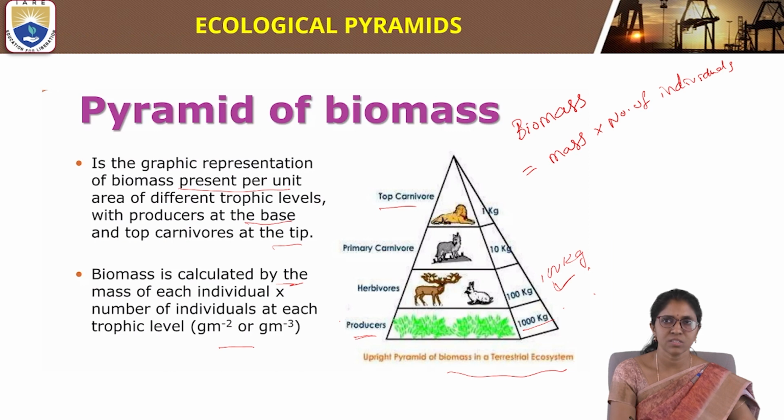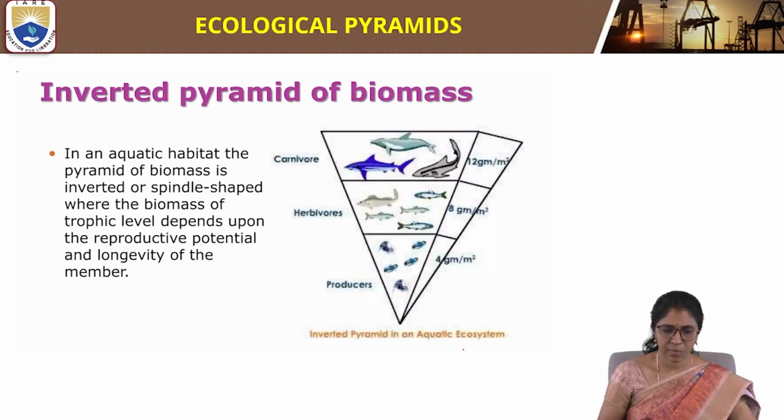If we see the producers, the biomass of producers is more than carnivores. So this is indicating an upright pyramid of biomass in a terrestrial ecosystem. So an inverted pyramid of biomass is in an aquatic system. If we see the pyramid of biomass in a terrestrial ecosystem, it is an upright pyramid of biomass. In an aquatic ecosystem, it is in reverse. It is an inverted pyramid of biomass.